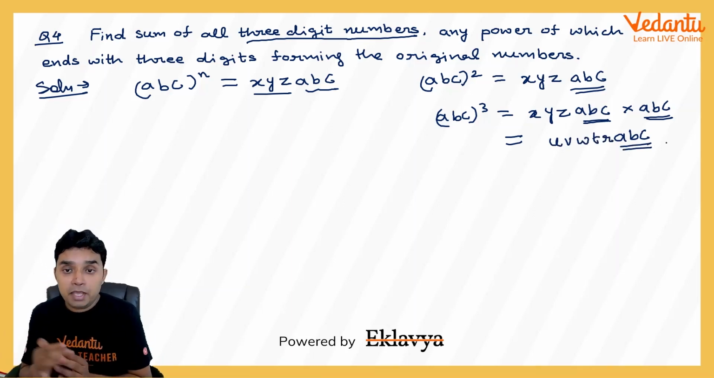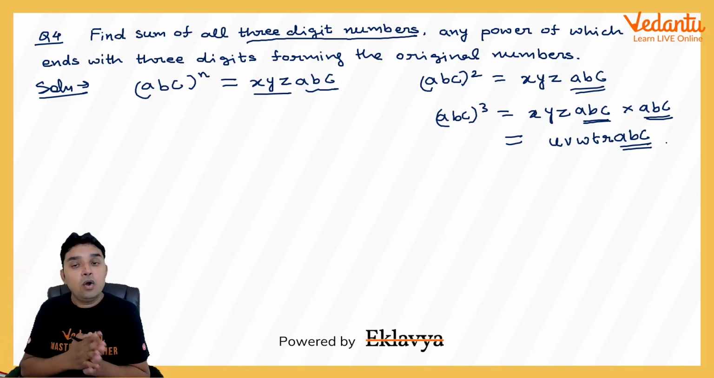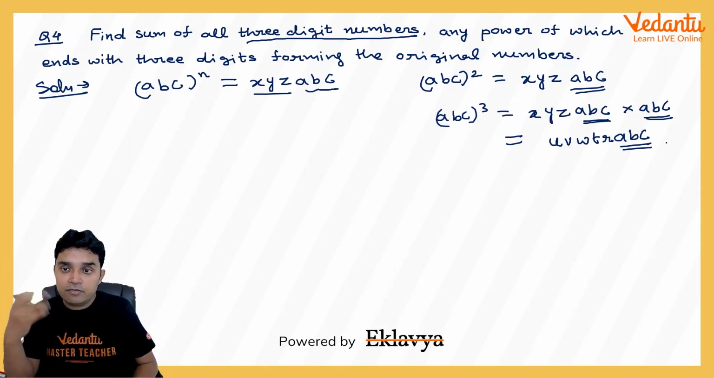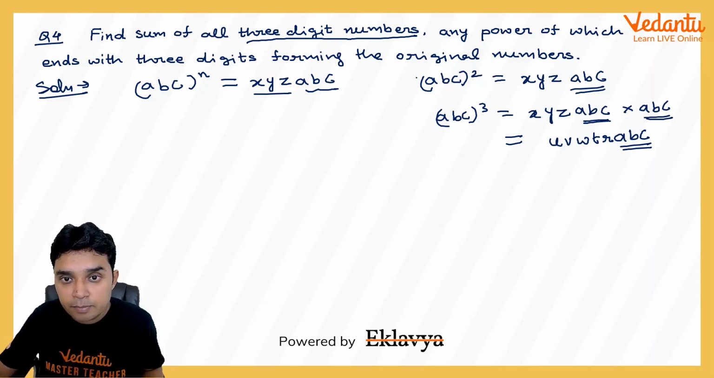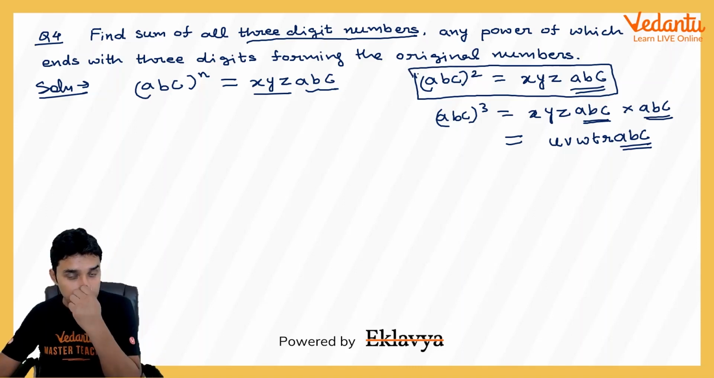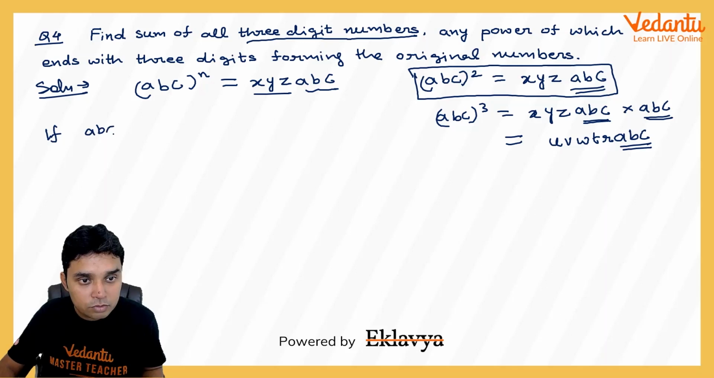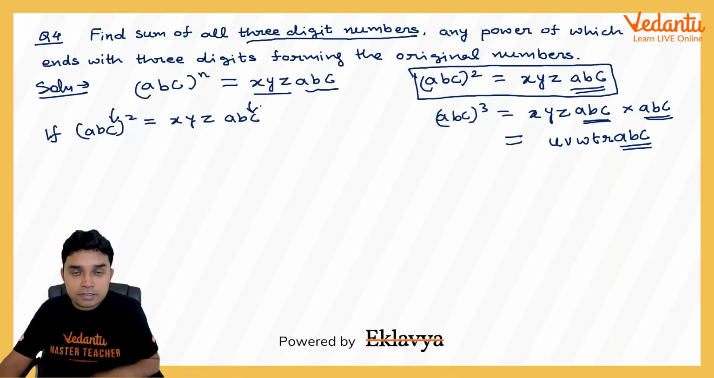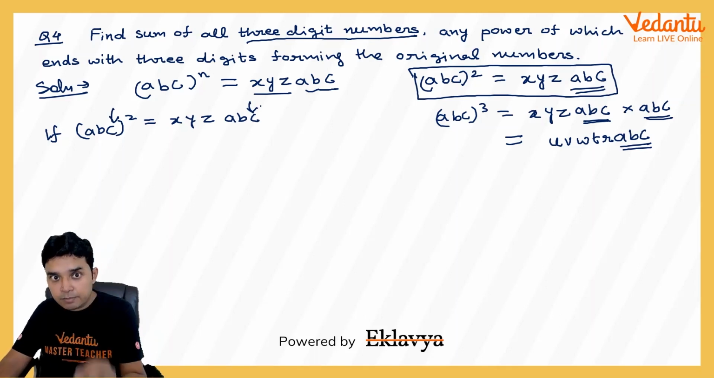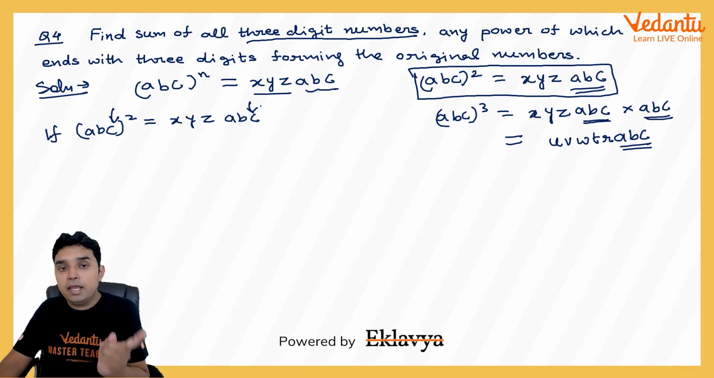And similarly, if you raise it by 4 or 5 or 6 or higher power, your last 3 digits will remain ABC if this is a property for square. So I think we just have to check for square, then we are done. Now please see, if ABC square is equal to XYZ and then ABC, that means the unit place here is C and here also the unit place is C. So we have to look for such numbers whose squares give you the same number at their unit place.